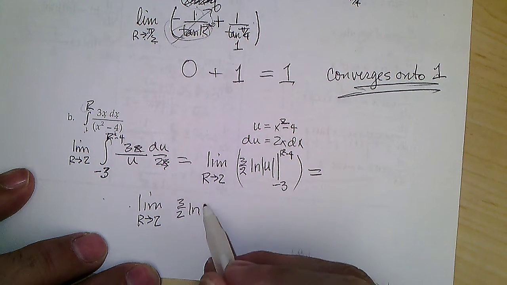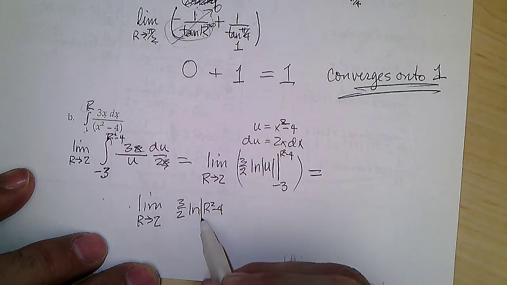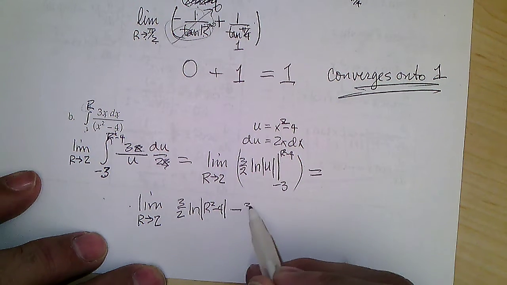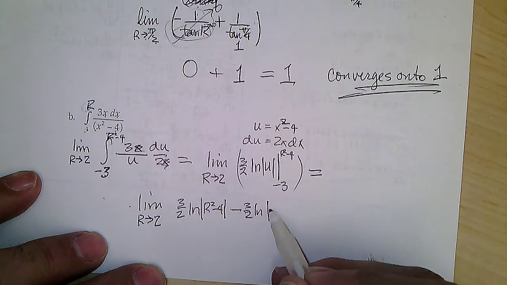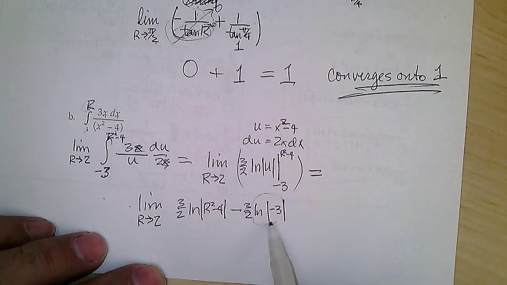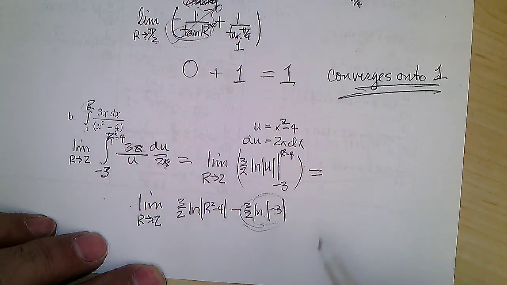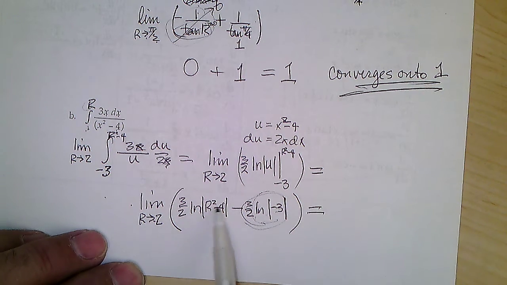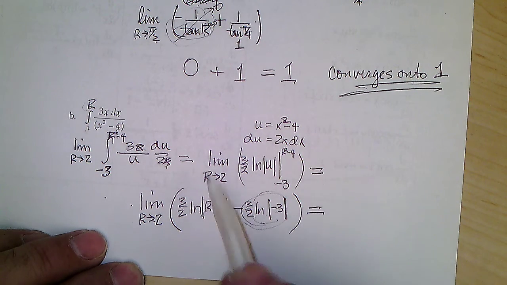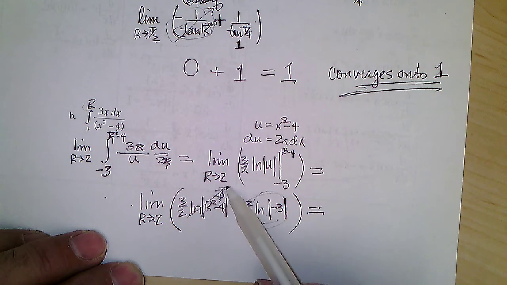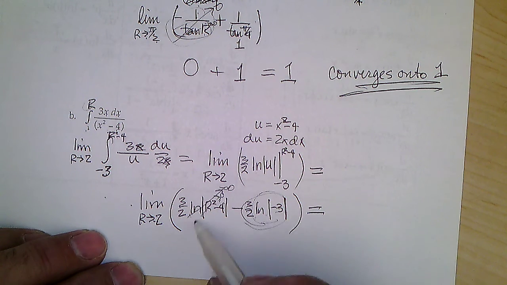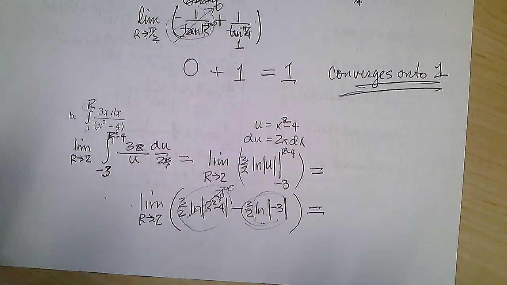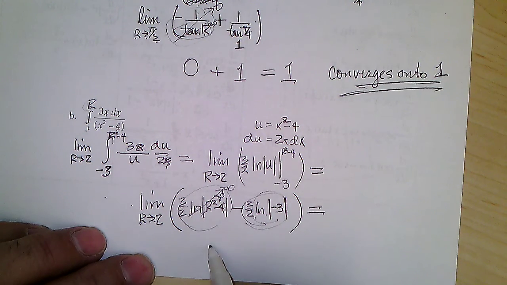ln of r squared minus 4 in absolute value minus 3 halves ln in absolute value of minus 3. And that becomes 3, and so this is a value we can get. There's no r in it, so we can find the limit of that. But this would cause this to go to 0, and the ln of something approaching 0 approaches negative infinity, and so this part blows up, diverges, and so this whole thing therefore diverges.